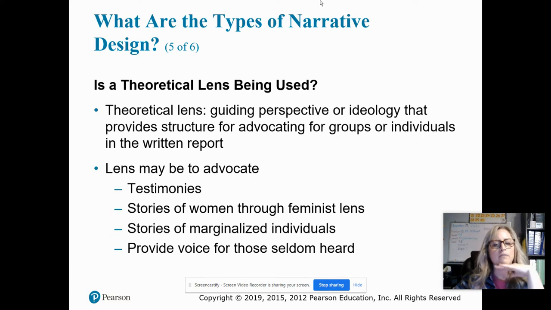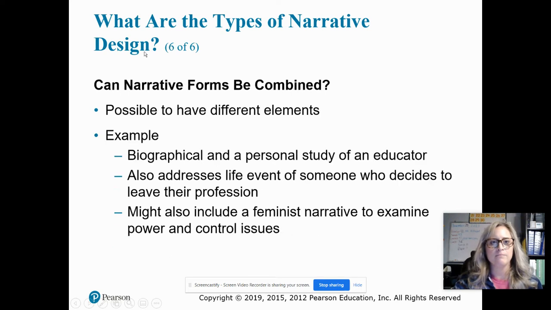Maybe if you focus on a story about a woman's experience, then that would be through a feminist lens, okay? If you provide a voice for those seldom heard, that might be a lens where you're advocating for somebody that doesn't get to necessarily have an input on what's being done to them, okay? So those would all be different examples of a theoretical lens that you're going to be focusing and looking through as you conduct this study, this research.